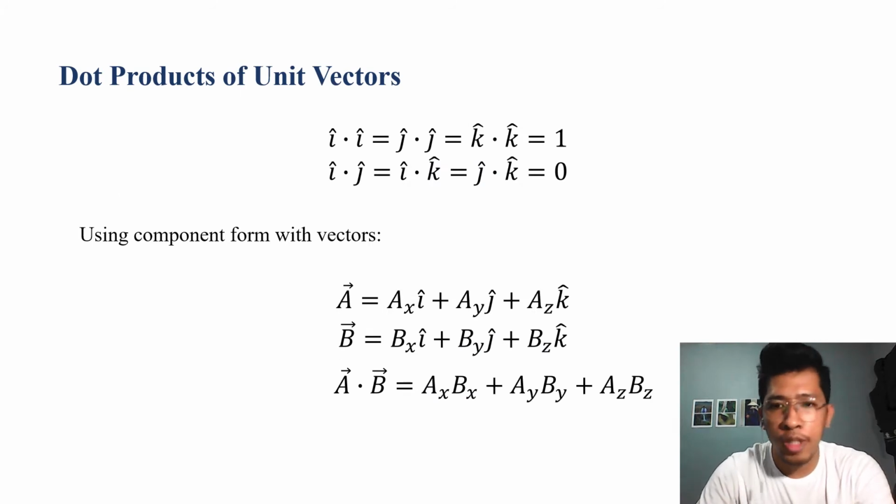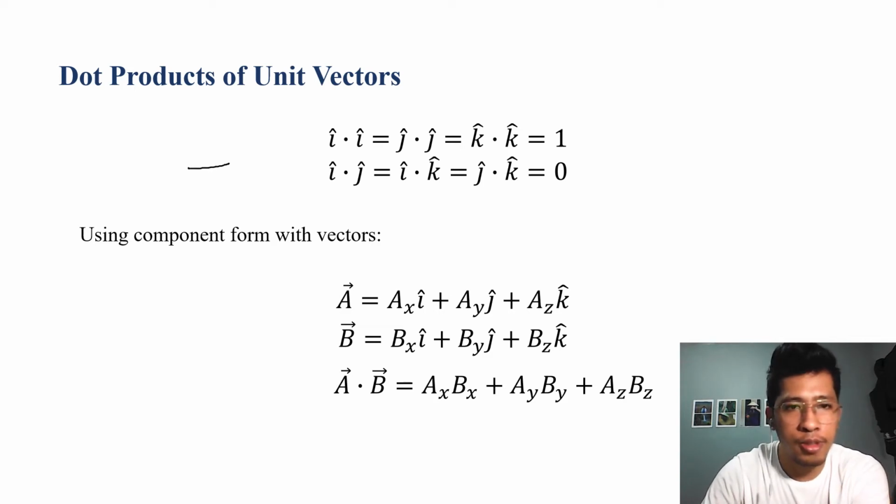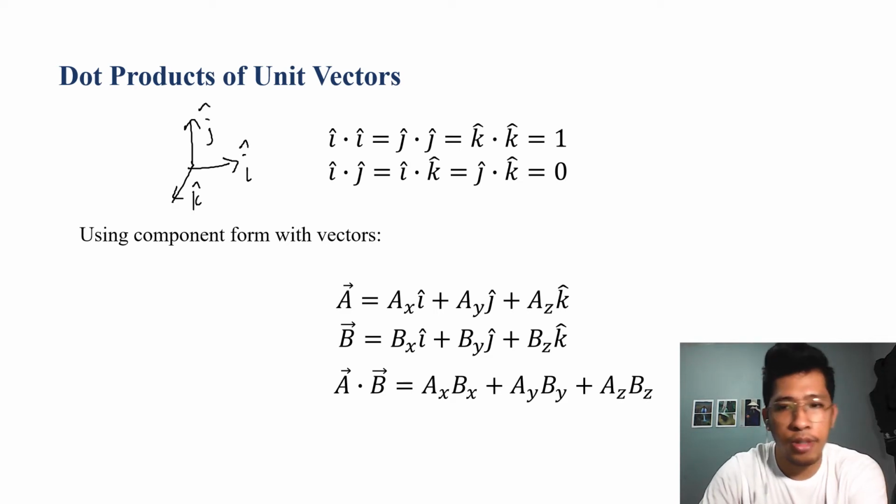Now, what are the dot products of your unit vectors? So again, our unit vectors are i hat, j hat, and k hat. Let me just redraw your unit vectors in the XYZ plane. So you have your i hat, j hat, and k hat. And again, these three vectors here are orthogonal, or at 90 degrees with each other.